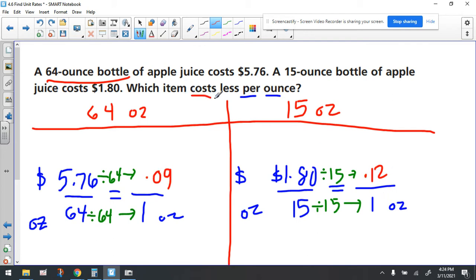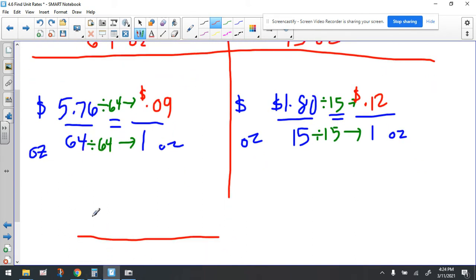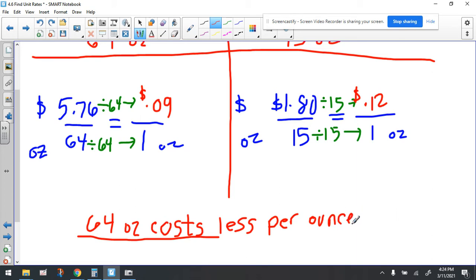So what costs less, and how do you know it costs less? It costs less when you're spending less money for that 1 ounce. So this is less money than this. So if there's an answer space where we have to put something, we're going to write that the 64 ounce costs less per ounce. And sometimes they want you to explain. So if they want you to explain, then you would actually state what you got: 9 cents per ounce is less than 12 cents per ounce.